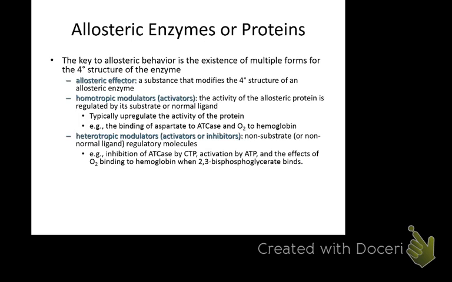So once again, with ATCase, CTP inhibits it, but ATP activates it, and there are lots and lots of others. And we've already talked about oxygen binding hemoglobin, but we'll find out that 2,3-bisphosphoglycerate actually affects the way that oxygen binds to hemoglobin, and it shifts that curve one way or the other. By doing that, if it's present in the tissue, you can make it more or less bound to the hemoglobin.